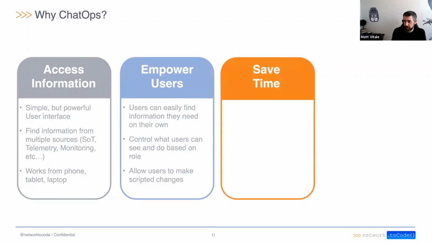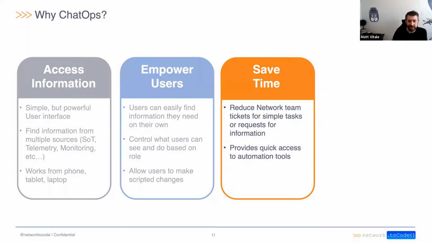Third, ChatOps just saves time. It reduces tickets to the network team or other teams for simple tasks or information requests. It provides quick access to automation tools without needing to set up a user on each individual tool they want access to, and training them on how to use it. It also enables users to troubleshoot issues while on the go.